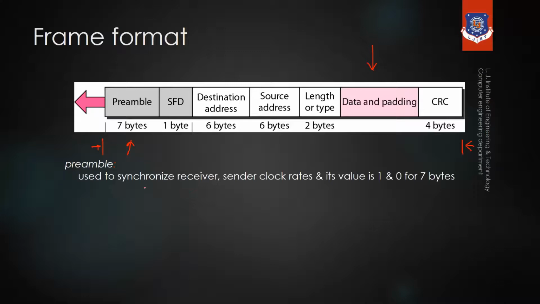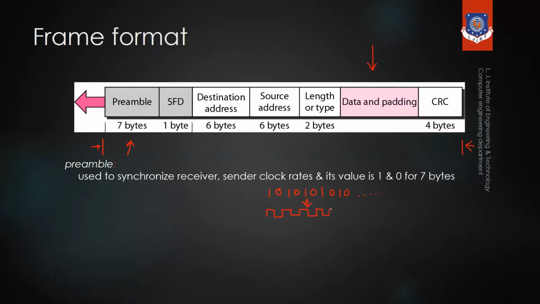So how is it used to synchronize a receiver? Let's see. The value of the preamble is 1 and 0 for 7 bytes. Let's write it down. It will be something like this for 7 bytes, right? If you convert these bits into signals, you can see something like this.